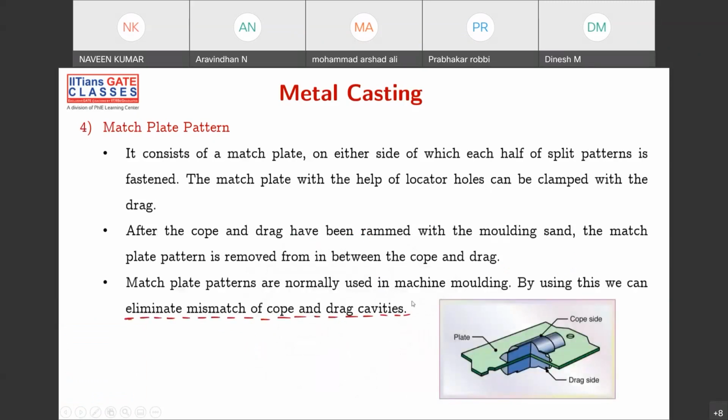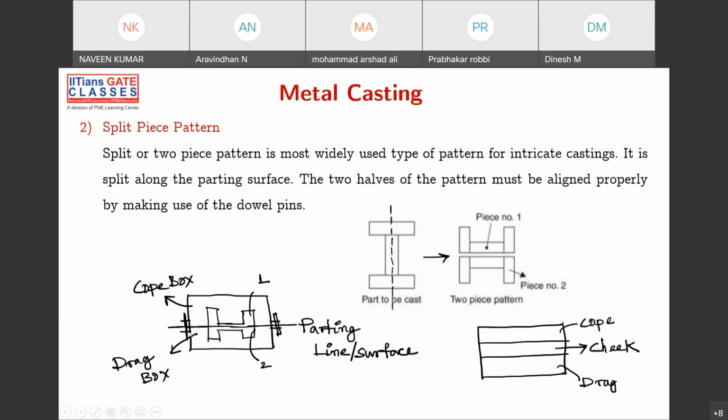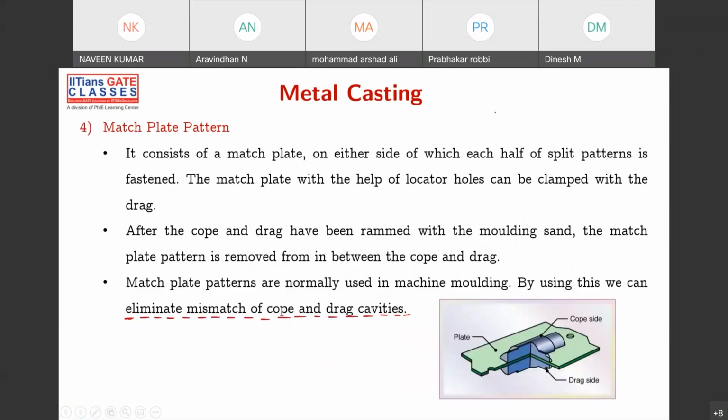Next, match plate pattern. We have seen here, we are aligning it with dowel pins. But how sure are you that the top pattern and bottom pattern are aligning? It might be like this also. We don't know, right? It can happen like this also. There is no proper alignment. The top one and bottom one are not aligned properly.